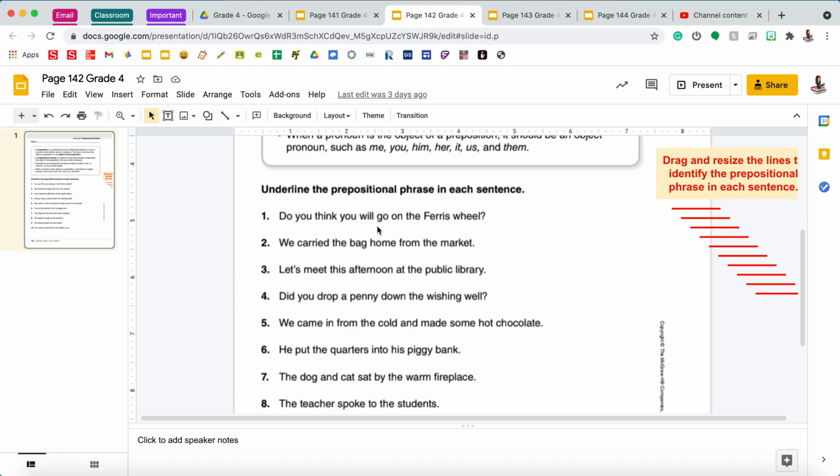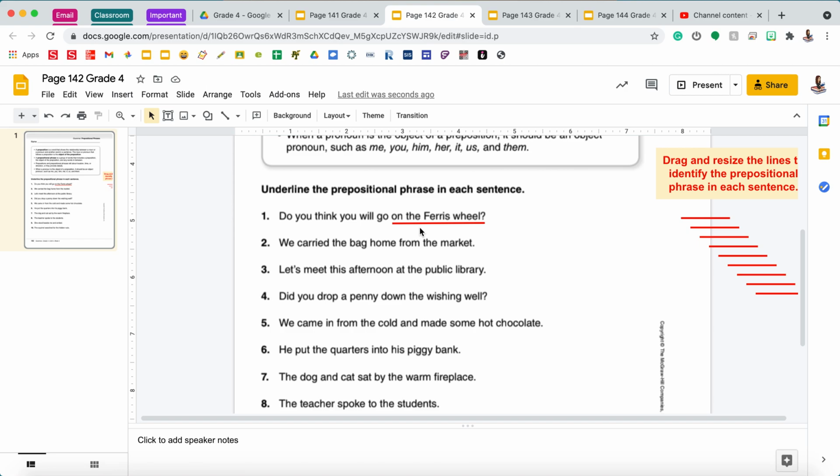Do you think you will go on the Ferris wheel? My preposition here is on. The object of it is Ferris wheel. So my prepositional phrase is on the Ferris wheel. Remember, I can eliminate the prepositional phrase in the sentence and it still makes sense. Do you think you will go? This just gives me a little more detail.